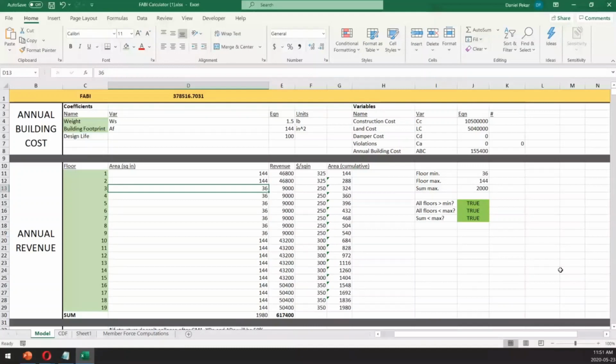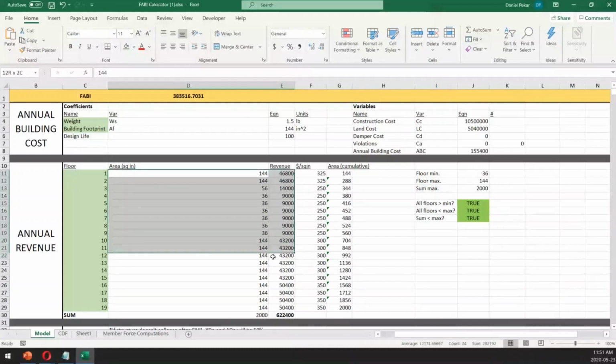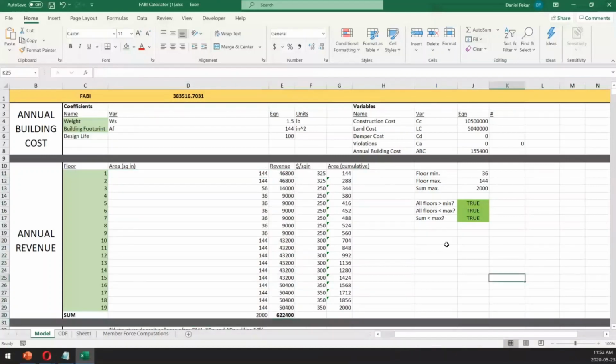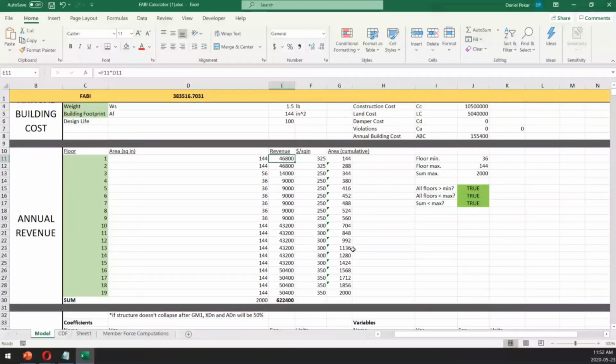So there you go. This is what an example would be for maximum revenue. $620,000. You can see our FABI is now positive at the top. And all you need to check is none of these are less than 36 inches, none of these are more than 144, and then your sum total is less than 2,000. And then it's just area times revenue per square inch. So that's your revenue. Seismic cost is the most complicated one.